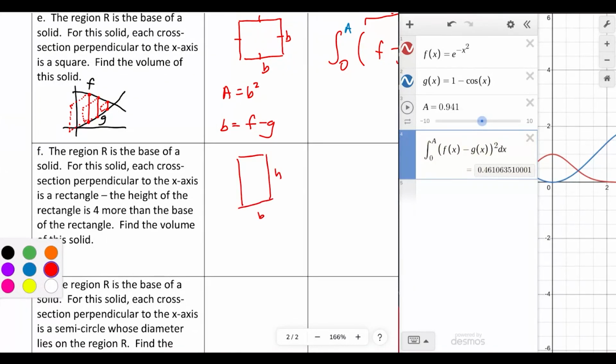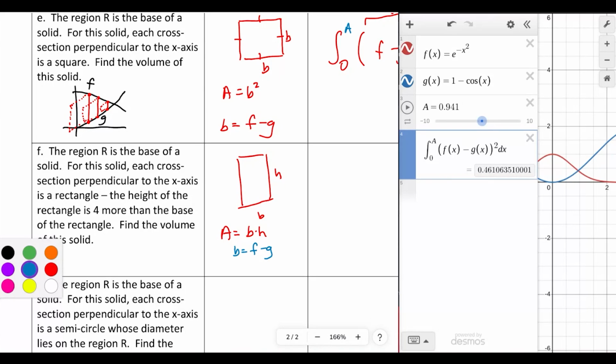With a base and a height. And we know the area of the rectangle is base times height. But let's figure out what the base is and what the height is. The base is this line segment in between f and g. So it's just like the last problem where it's the difference between those two values. So the base, this little b here, is f minus g, this distance.